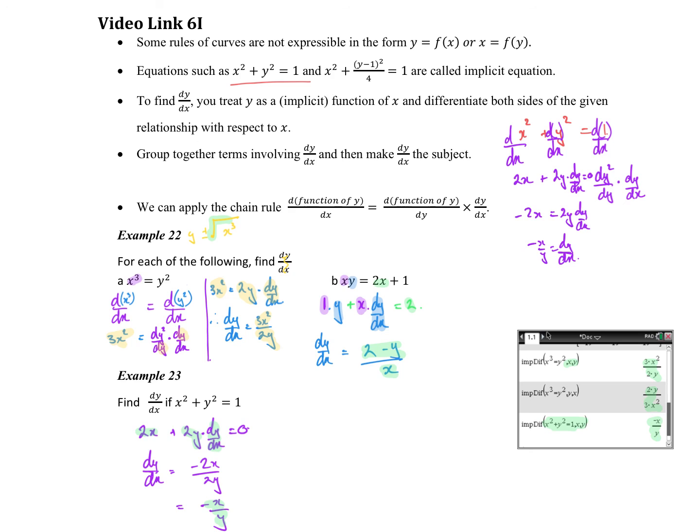One's dx dy, the other is dy dx, isn't it? Because they're the reciprocal of each other. Okay? So order is important, whether it's dy dx or dx dy you're looking for. Hang on, we must have another question down here, have we?